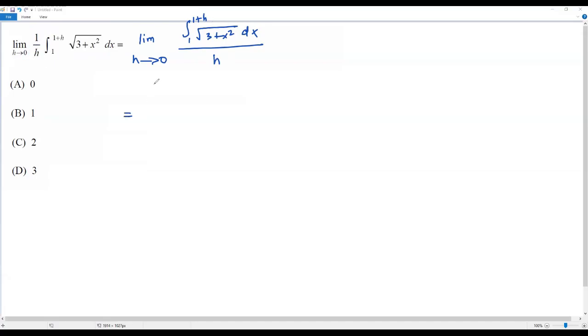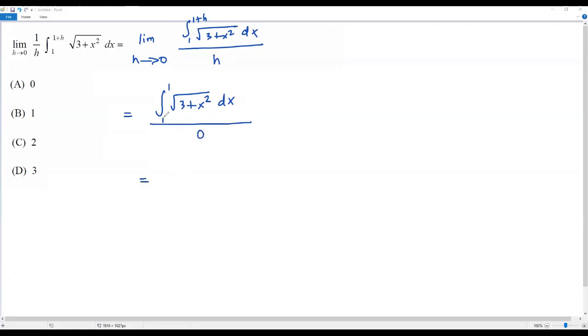Now what we can do is plug in the limit of h, that is 0, for h in this function. When I plug in h equals 0 here, 1 plus 0 is still 1, so we get the integral from 1 to 1 of the square root of 3 plus x squared dx divided by, now we can plug in the limit 0 for h here, so we get 0 in the denominator.